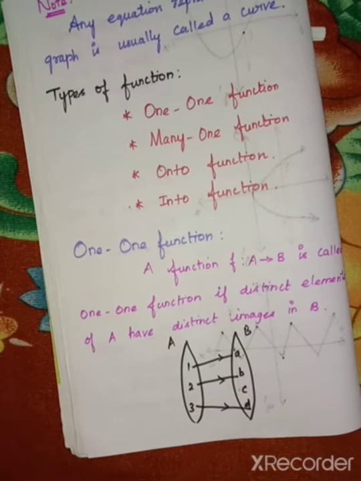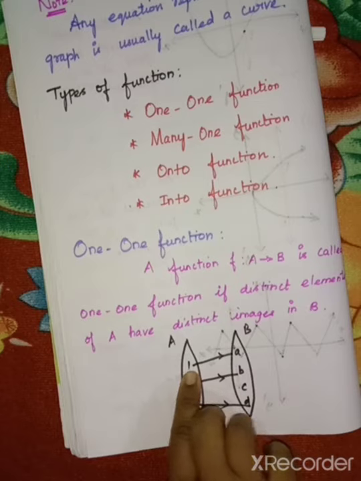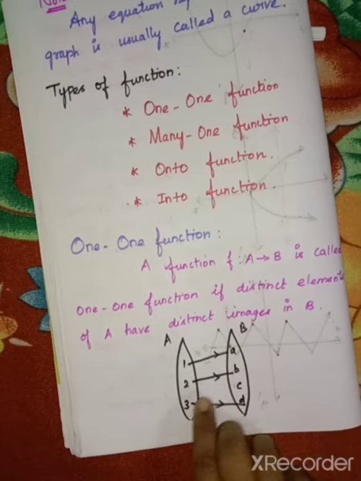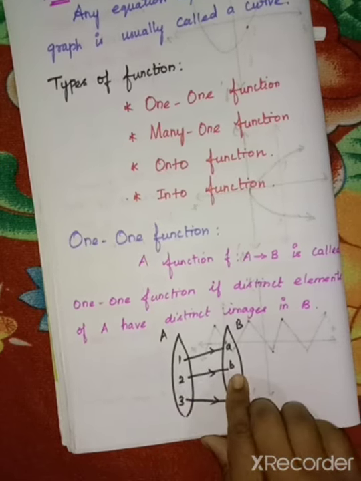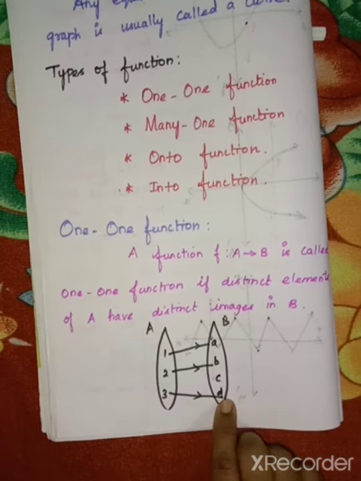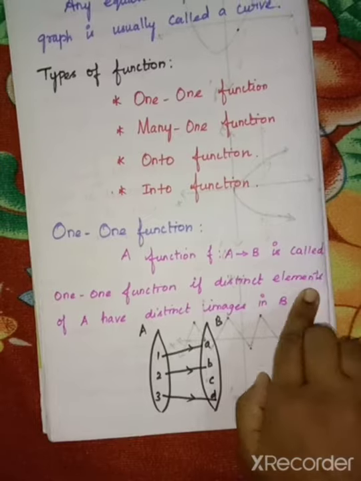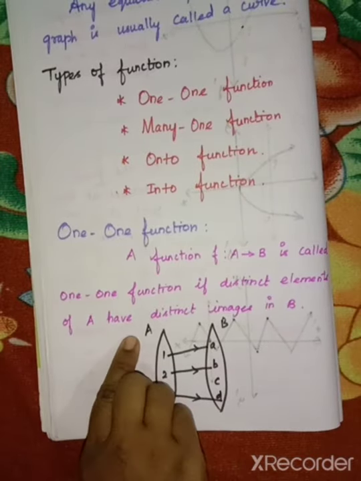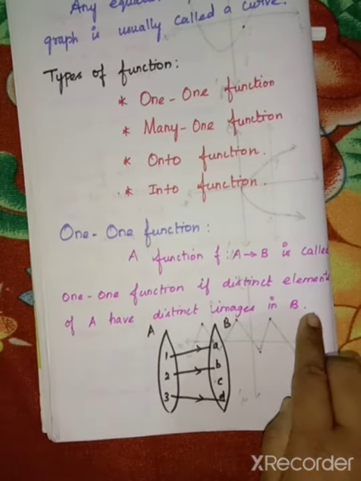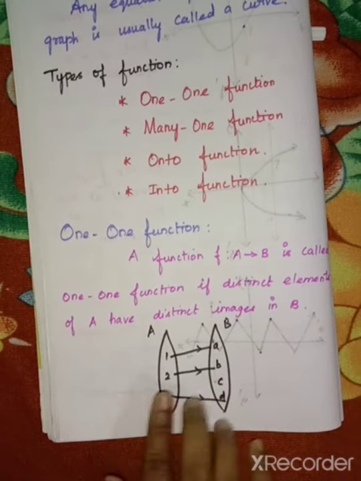Here I have completed the arrow diagram. For 1, here we have the image A. For 2, here we have the image B. For 3, here we have the image D. So see that distinct elements of A have distinct images in B. That is, distinct means that is the distance.